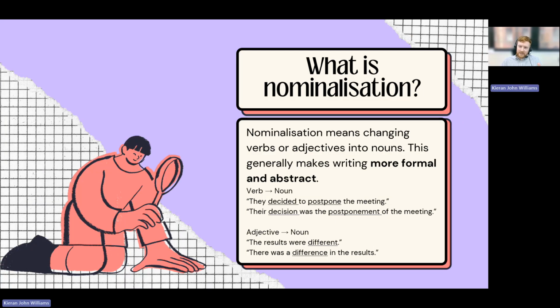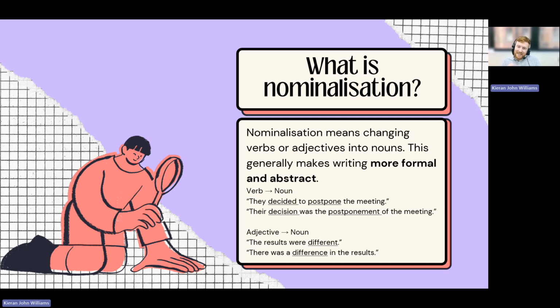So what exactly is nominalization? Well, in simple terms, it's the process of changing verbs or adjectives into nouns. Doing this usually makes our writing sound more formal and more abstract. So let's have a look at this first example we have on the screen, which is "they decided to postpone the meeting." That sentence is clear and direct, but if we want to change it into a nominalization, it would become "their decision was the postponement of the meeting."